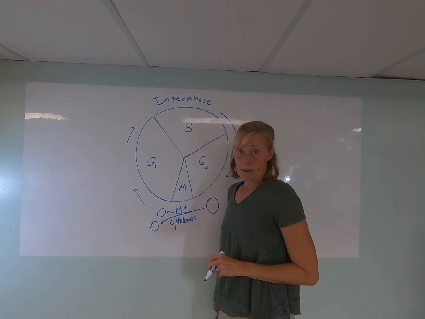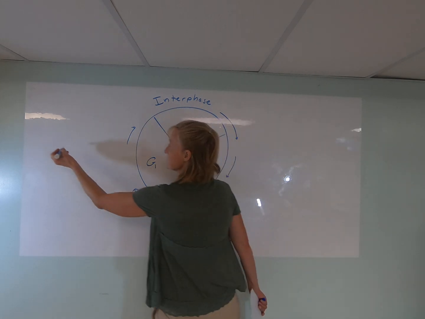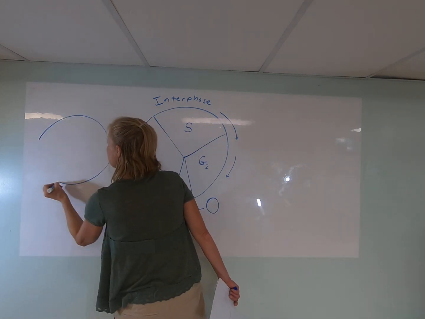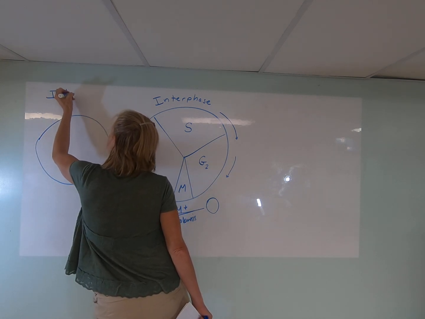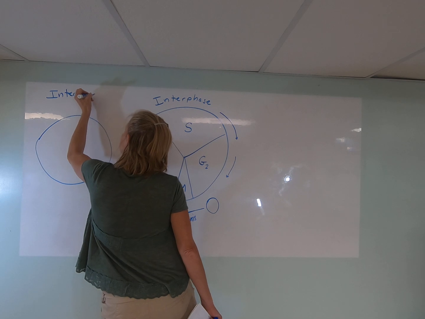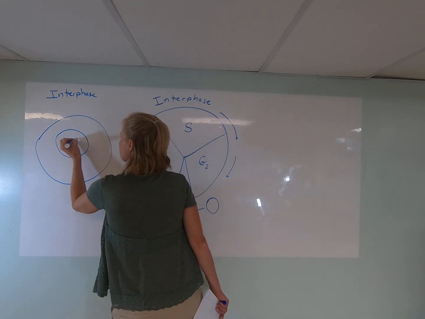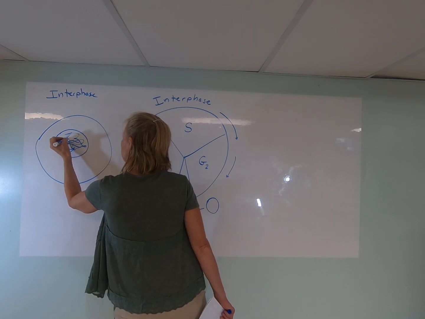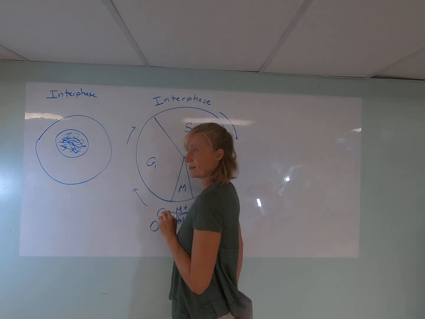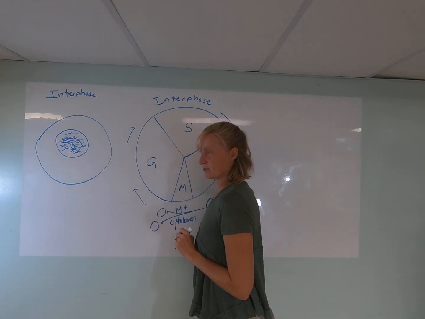And a few things happen. During gap 1, I'm going to draw a cell that's going through interphase. This cell is in interphase, let's say, okay? And this cell has a nucleus with its DNA, right? Strings of DNA. I think we're going to have a cell that has 4 chromosomes in it, all right? So that makes it simple. We're going to follow this particular cell.